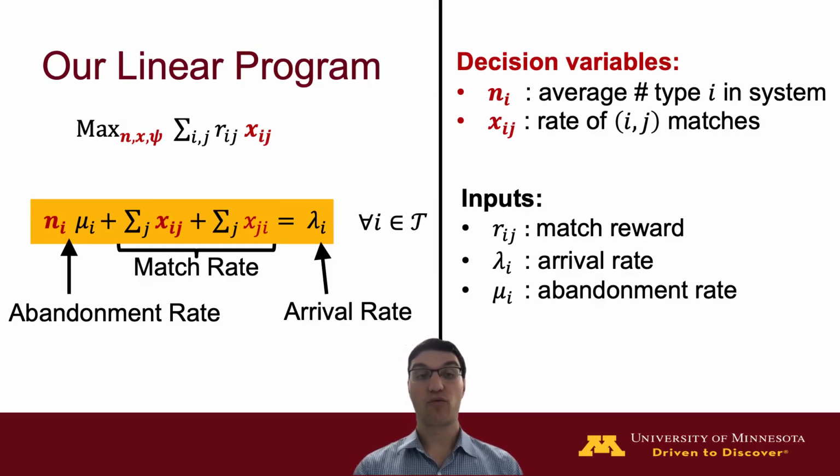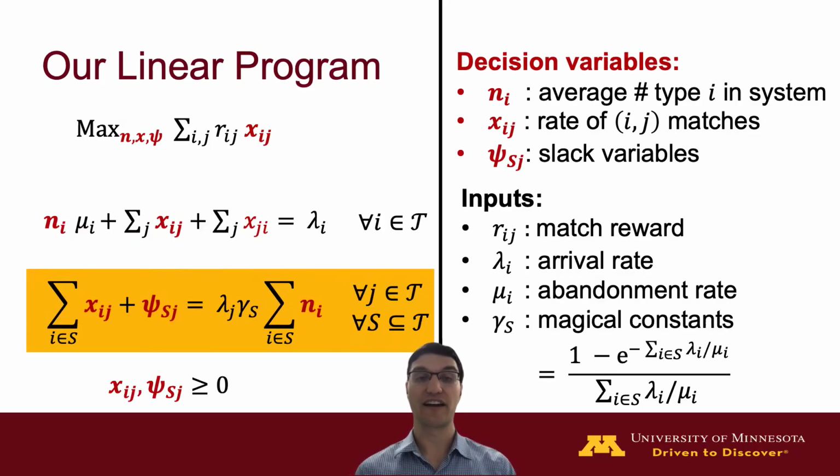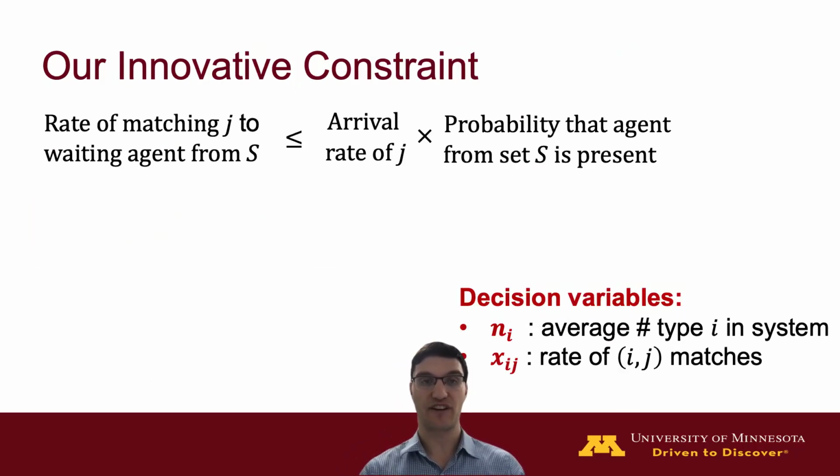Okay, now we have one more significant constraint we're going to add. And this constraint is really the secret sauce of our linear program. So I'm going to spend some time talking about it. So rather than looking at the exact equation shown here, first I want to just tell you conceptually, what are we trying to capture with this constraint?